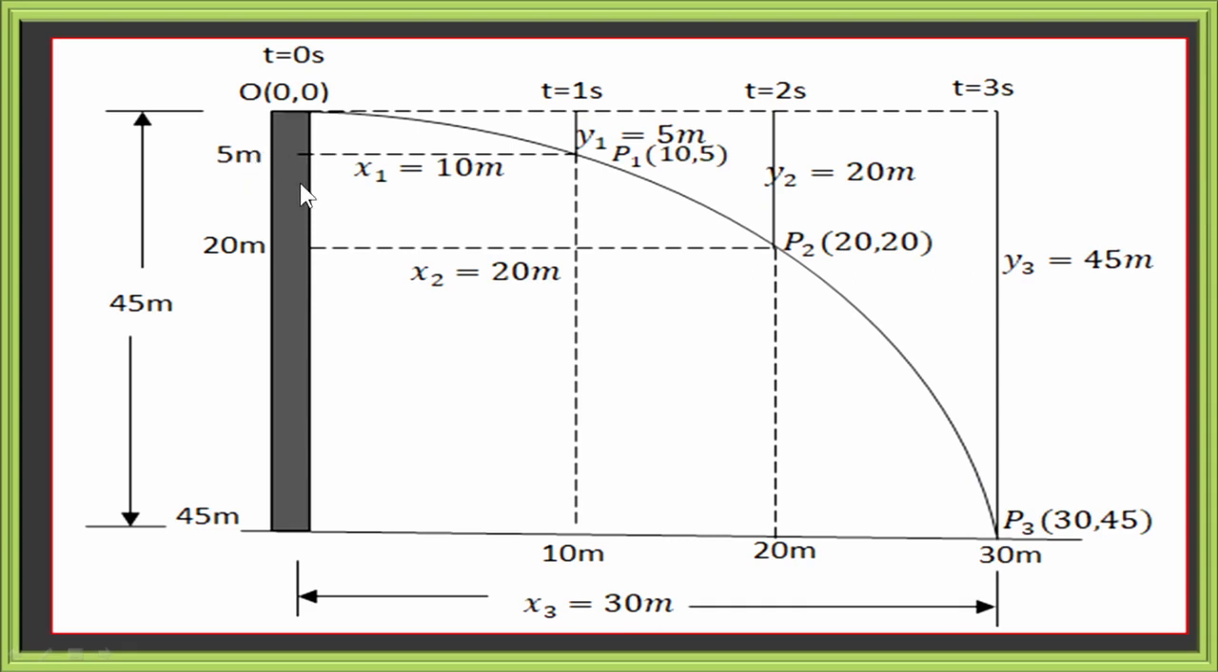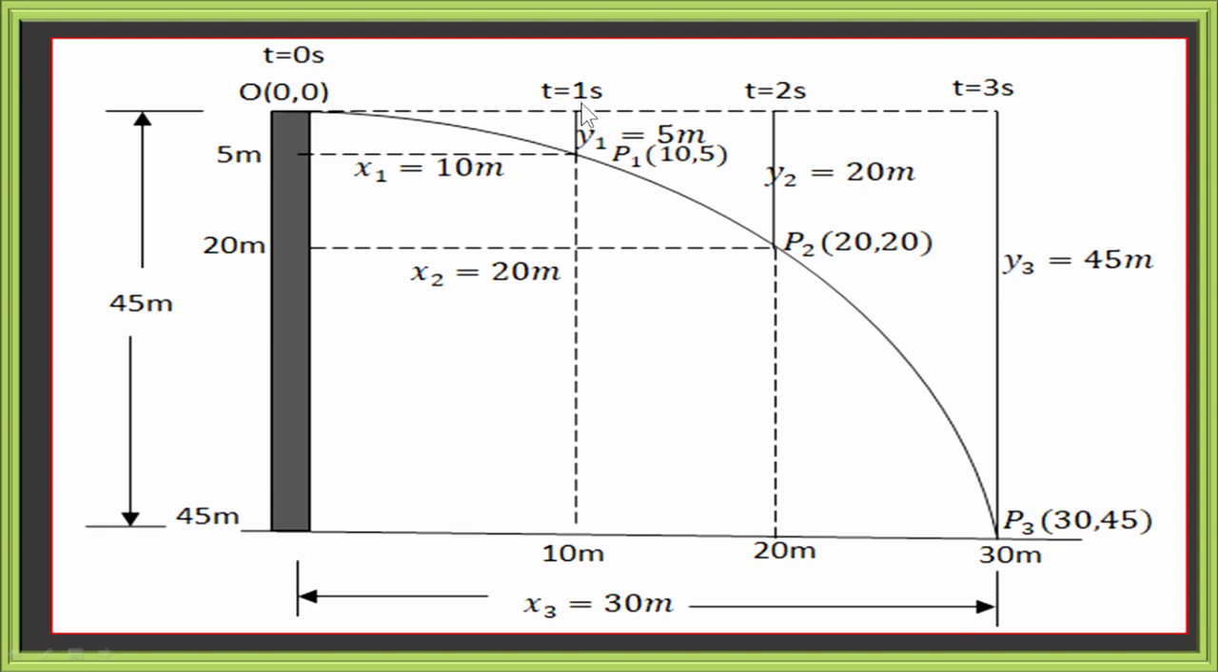Let us see the horizontal motion. At 0, x is 0. After 1 second, x is 10 meters. It has moved a distance of 10 meters. After 2 seconds, it has moved a distance of 20 meters. And after 3 seconds, it has moved a distance of 30 meters. Look, in 1 second, 10 meters. In 2 seconds, 20 meters. In 3 seconds, 30 meters. That is why we say the motion is uniform. Equal distance is covered within equal intervals of time.